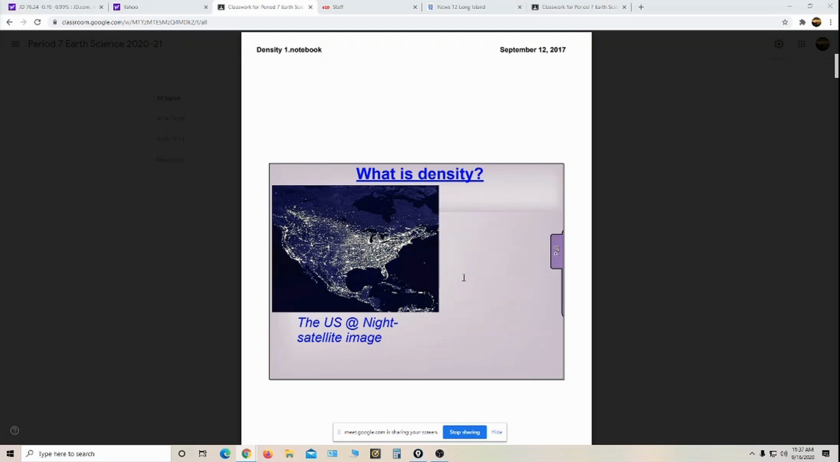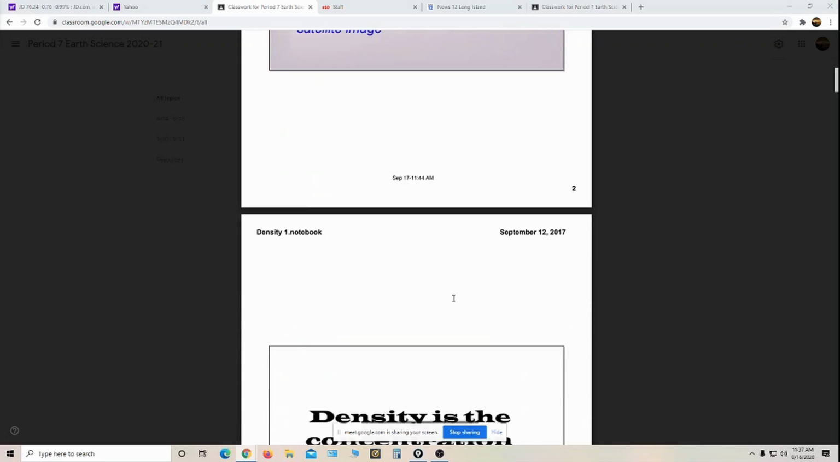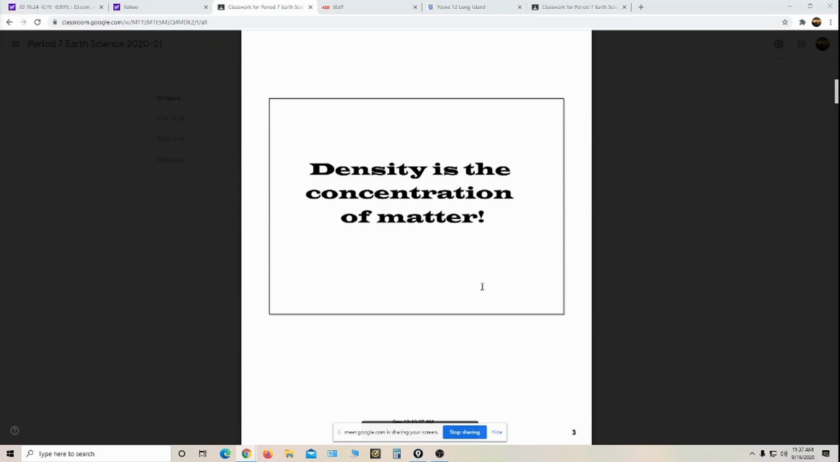What is density? Density is the concentration of matter. So if you have a certain amount of matter and you spread it out, it becomes less dense. If you compress it, you usually go from a gas to a liquid to a solid, and it becomes more dense.